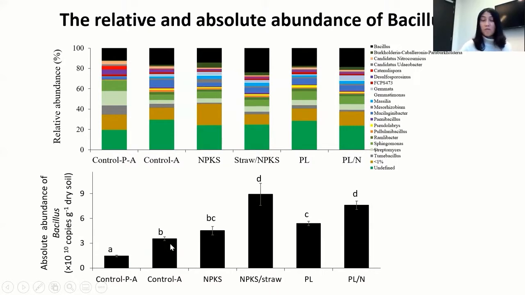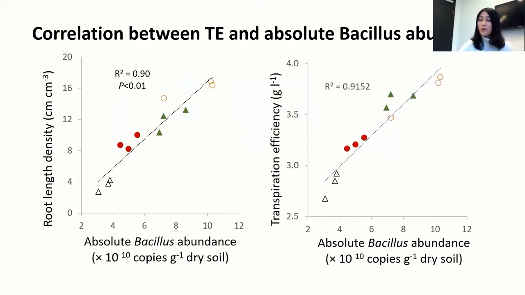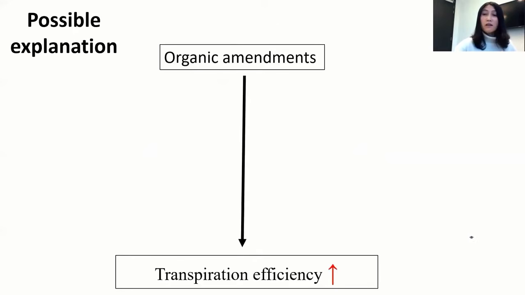This would indicate the important role of the roots or root extracts in attracting plant beneficial bacteria, such as Bacillus. This has been confirmed by a positive correlation between the root length density and absolute Bacillus abundance. And we also found a positive correlation between the transpiration efficiency at plant level and absolute Bacillus abundance. How are we going to explain this positive correlation?